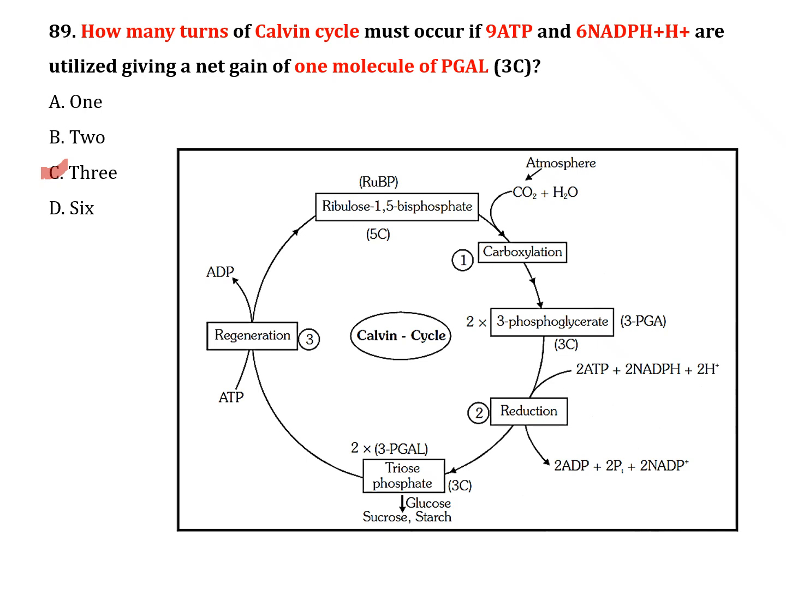One turn of the Calvin cycle fixes 1 carbon dioxide molecule. One turn of the Calvin cycle requires 3 ATP and 2 NADPH2. So it requires 3 turns, that means 9 ATP and 6 NADPH2 are utilized, giving a net gain of 1 PGAL molecule.